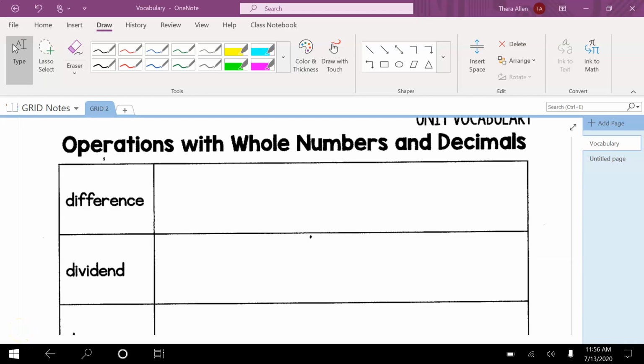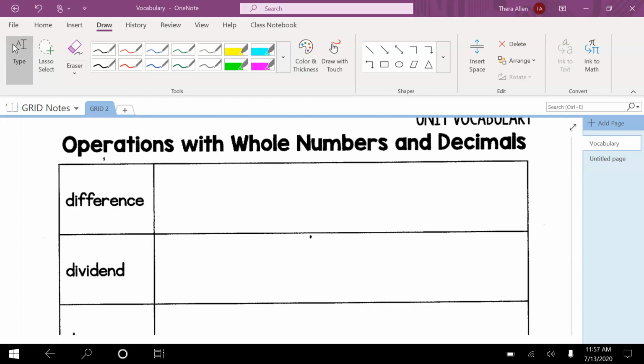Okay, so you are on grid number 2, operations with whole numbers and decimals, and we are on level 1A vocabulary. Now, this is vocabulary that you will have seen before, so we're not going to spend a whole lot of time on it. We're going to go kind of quickly over the vocabulary. So first of all, remember the difference.